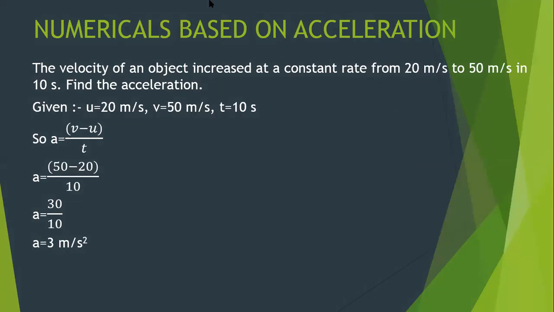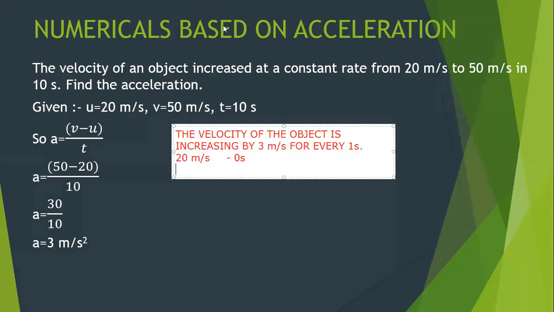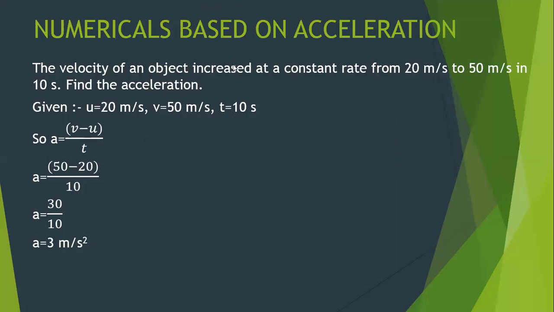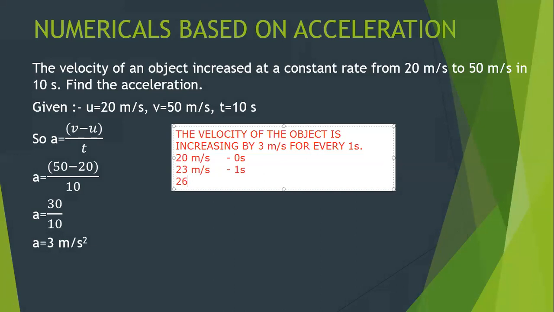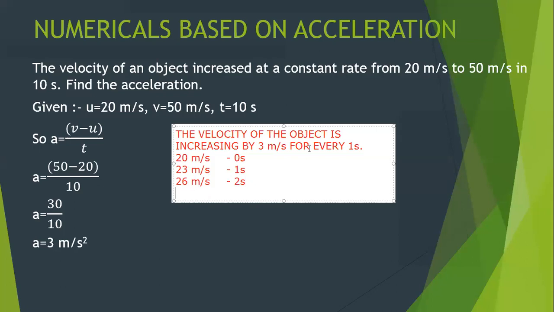After 1 second, the velocity will be 23 meter per second. After 2 seconds, what will be the velocity? After 1 second it is 23 meter per second, then after 2 seconds it will be plus 3 more, so 26 meter per second. Then after 3 seconds, it will be 29 meter per second.